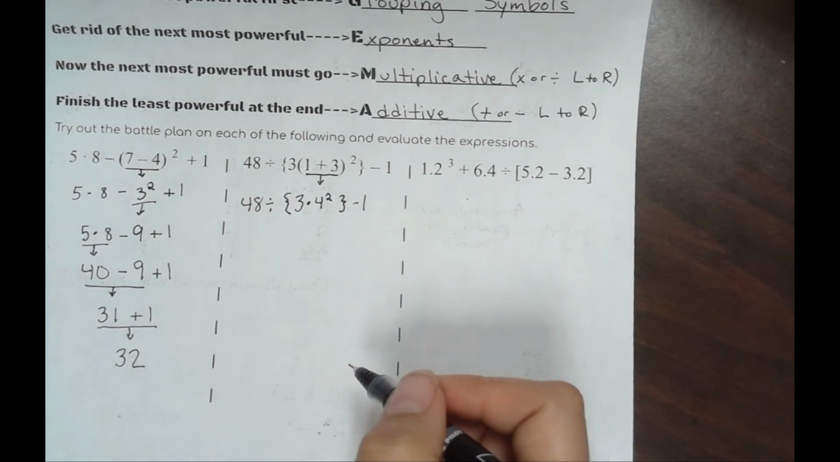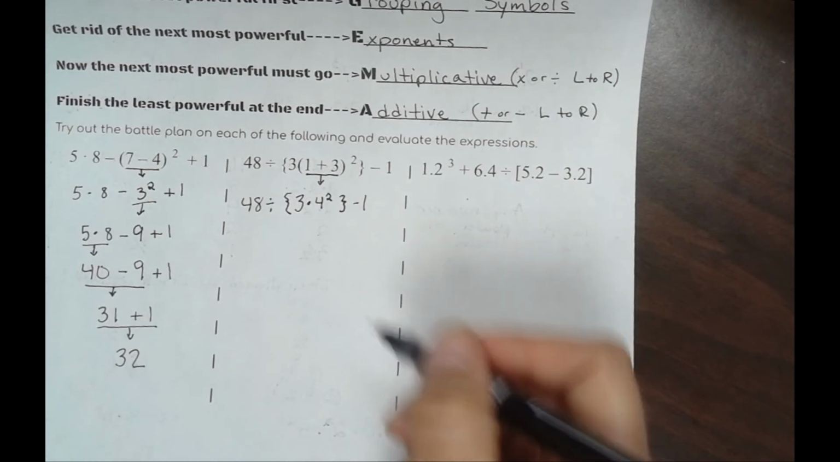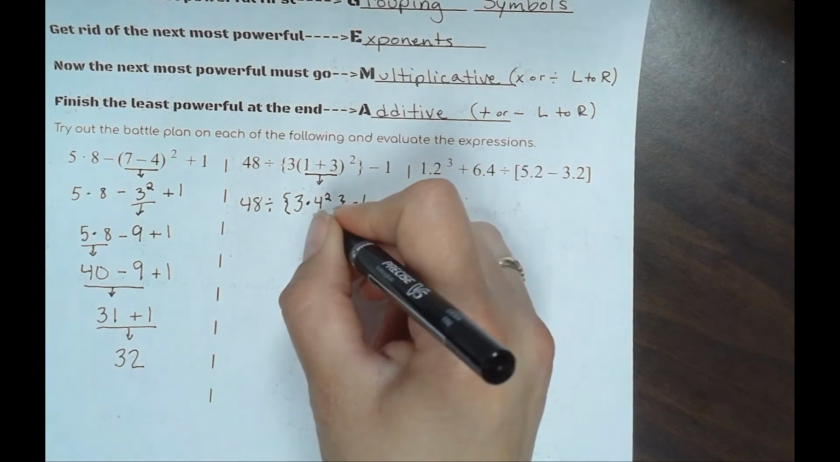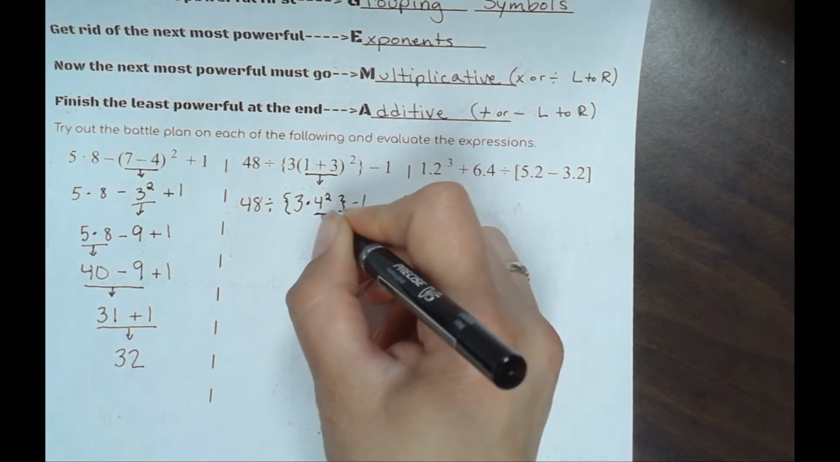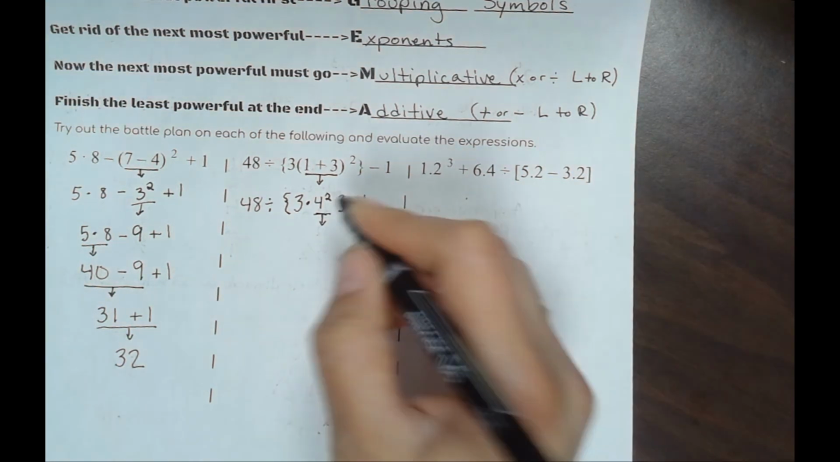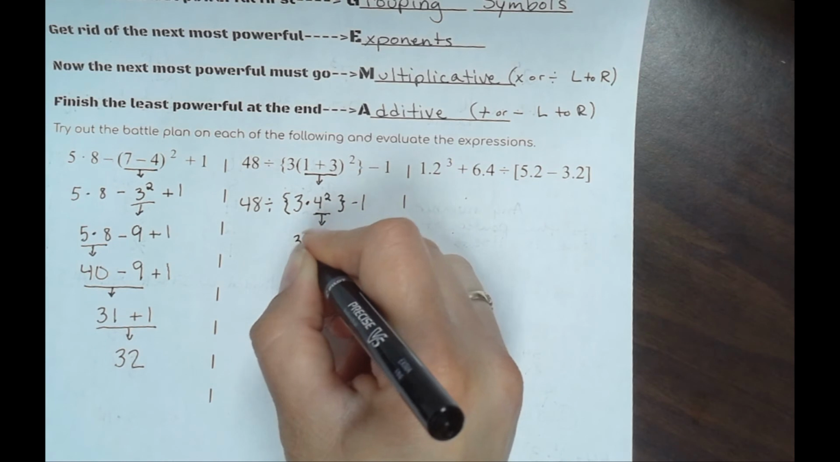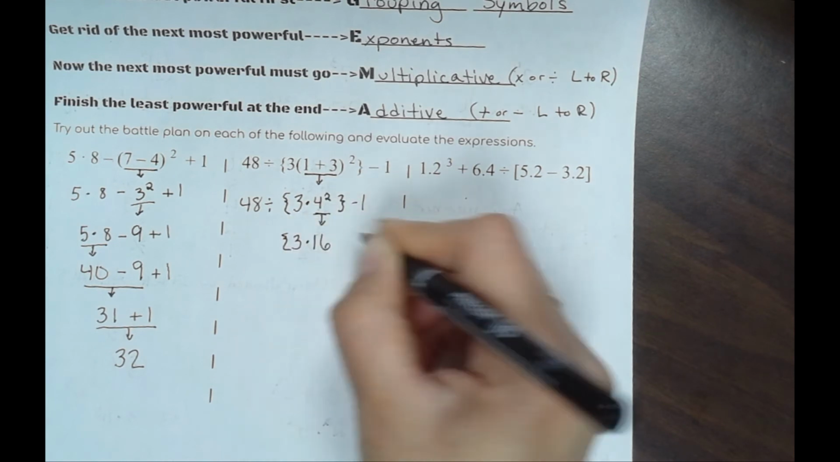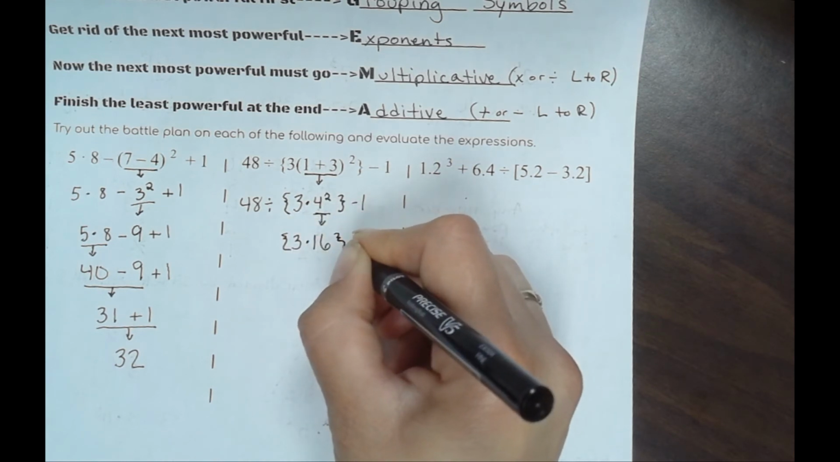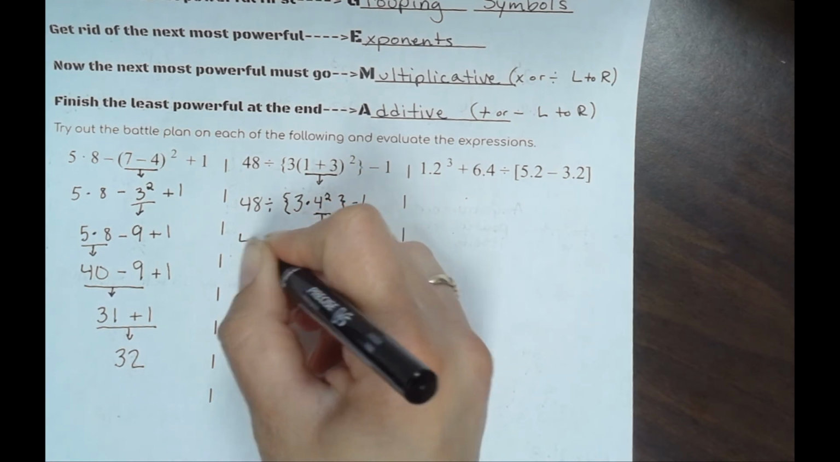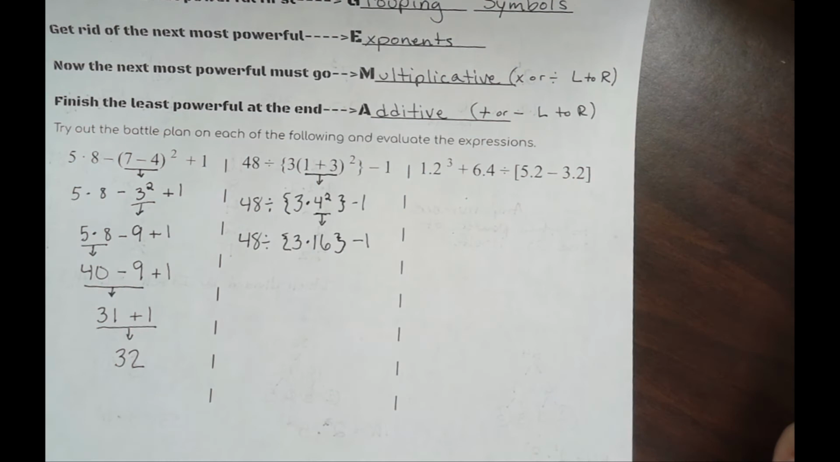So next thing, I still have grouping symbols. So inside those grouping symbols, I have an exponent and I have a multiply. That means I'm going to take care of exponents first because they're more powerful. So 4 to the second power is 16. Bring down everything I haven't changed. I still have the braces because I haven't finished everything inside of them. Bring down the rest. One change at a time.